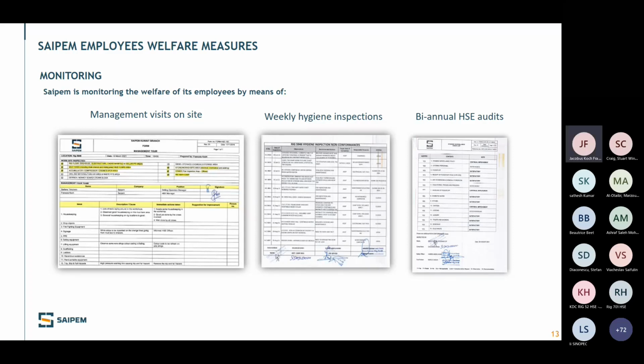Monitoring. SAIPAM is monitoring the welfare of its employees by means of management visits on site, weekly hygiene inspections, and annual HSE audits. We have a program every Saturday, management out of the office. The operational manager, HSE manager, and HR coordinator will visit the rig, do some walkarounds, talk with the people, visit the main camp, and do random inspections. That is how we do our business.